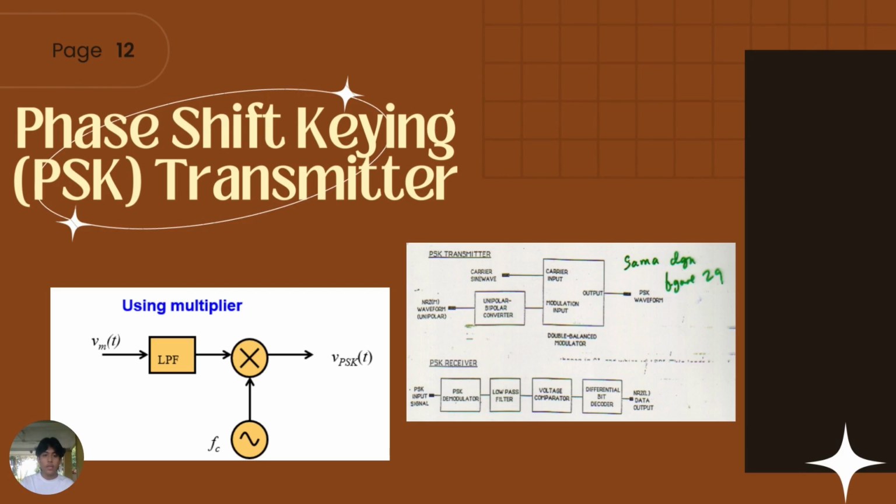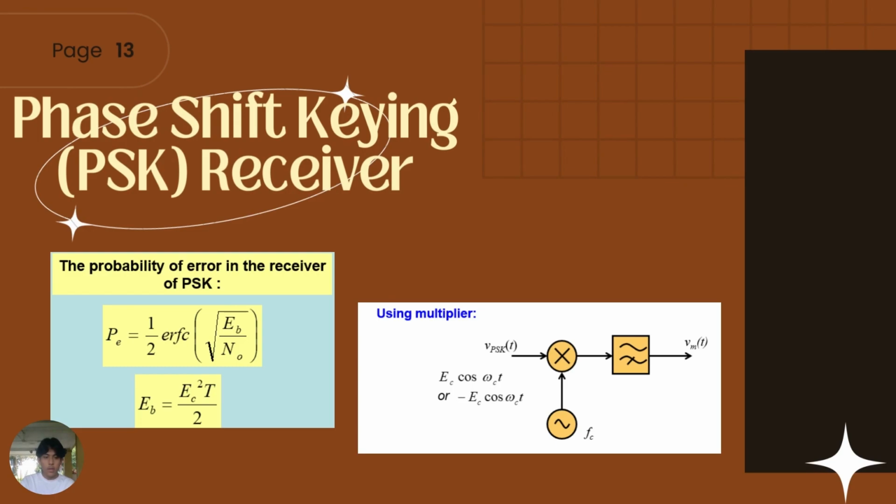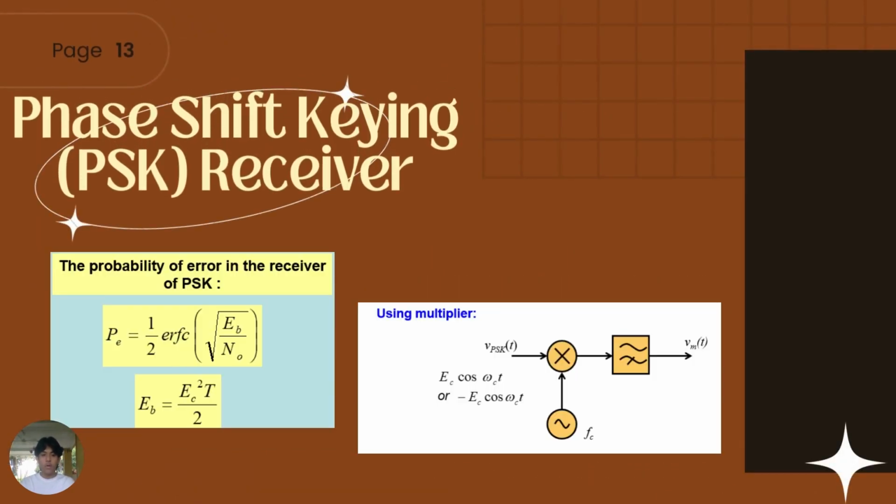Here is the picture of the phase shift transmitter, where we use a multiplier. Next is the receiver, where we also use a multiplier, and we have the probability of error. The formula is P equals 1 over 2 erfc(square root of Eb over N0), where Eb is Ac squared T over 2.